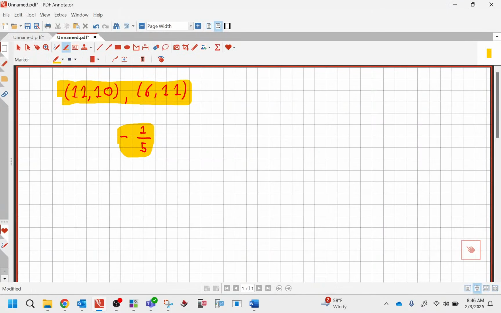We were just talking about last time, if I got 11 comma 10 and 6 comma 11, I could come up with a slope of negative 1 over 5. We did that with pictures, but do you remember how we could do that without them? Let's see what we can manage.